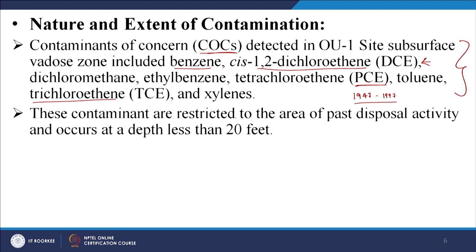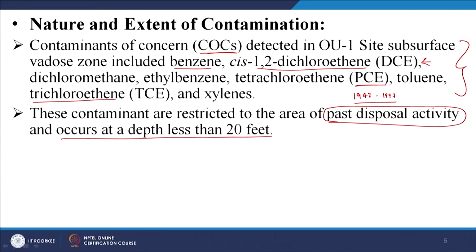But typically it looks like they were restricted to the area of past disposal activity, that is something to keep in mind. And luckily for them, they occur at a depth less than 20 feet. These are not DNAPL typically, and that is probably one of the reasons why it has not permeated through to a greater depth. The greater the depth, slightly more complex, but still soil vapor extraction can work well out there too. So, again typically up to a depth less than 20 feet.